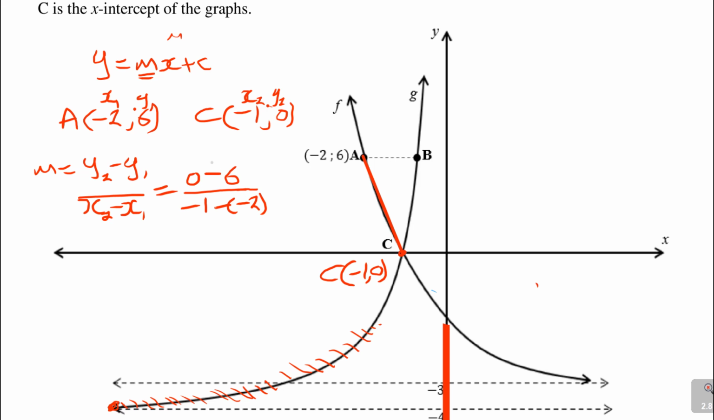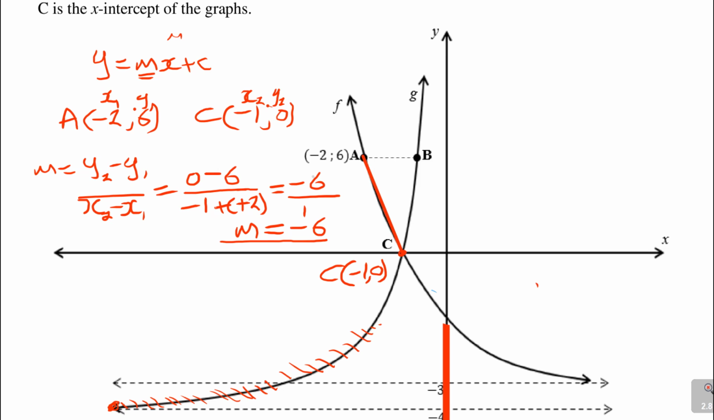You can use a calculator. It's easier. But I'm going to work it out here. It's negative 6 over, this is a positive, so minus 1 plus 2, it's 1. So the gradient there is negative 6. That's my m. But please verify that with the calculator. Alright. So it was 0 minus 6 over minus 1 minus minus 2.